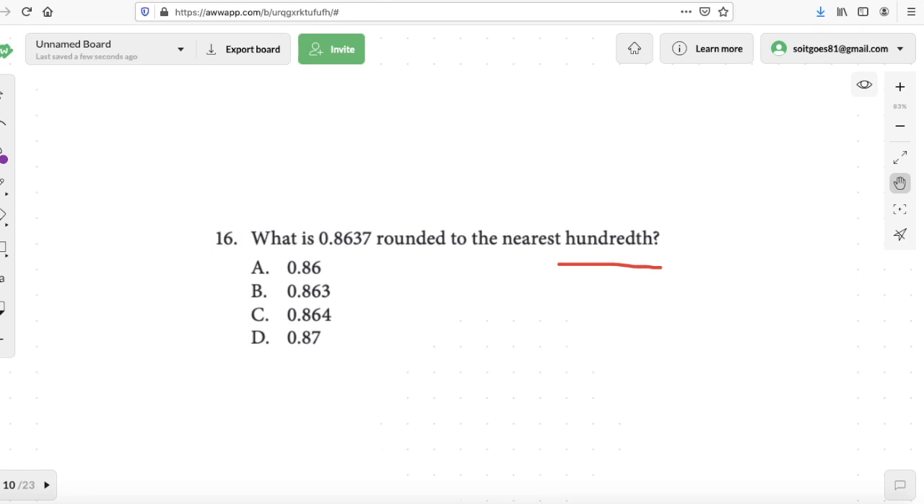Okay? So let's talk about what that means. So we've got a number. In this case, it's 0.8637. Let's talk about the places here. This right here, this 8, that's the tenths place. There's no like oneths place. That's not a thing. It's the tenths place, right?